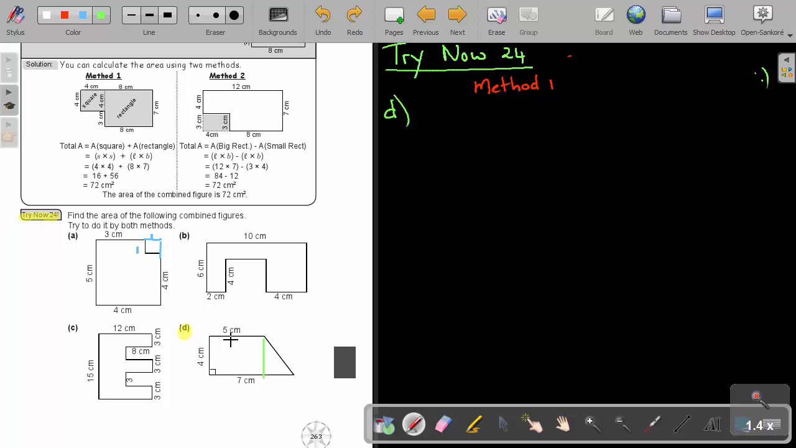So this will, if we form a rectangle, will be 5. And 7 minus 5, this will be 2. Okay, and remember this is also 4. So if I do, I'm going to say this is 5 by 4. So this is a rectangle. And remember, this is a triangle. So the old method, I'm going to say the area of the combined figure. It's going to be the area of the rectangle plus the area of the triangle.